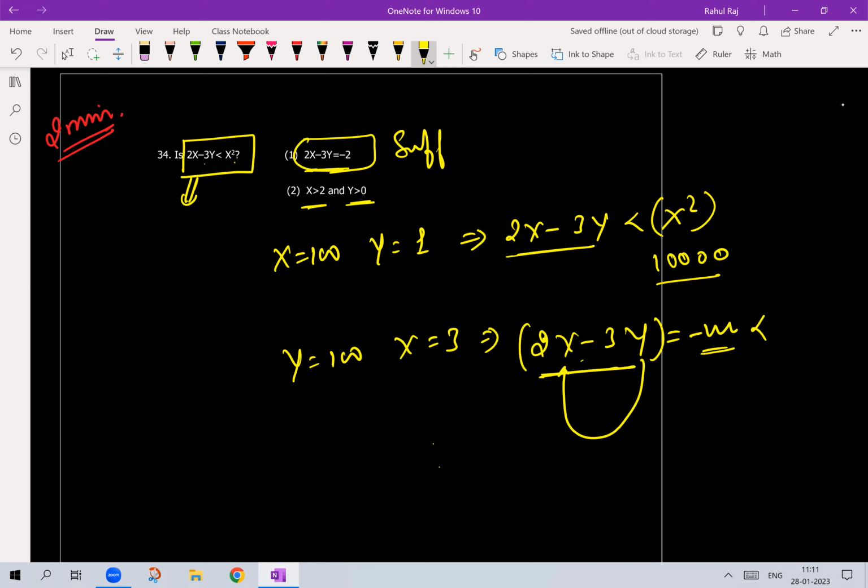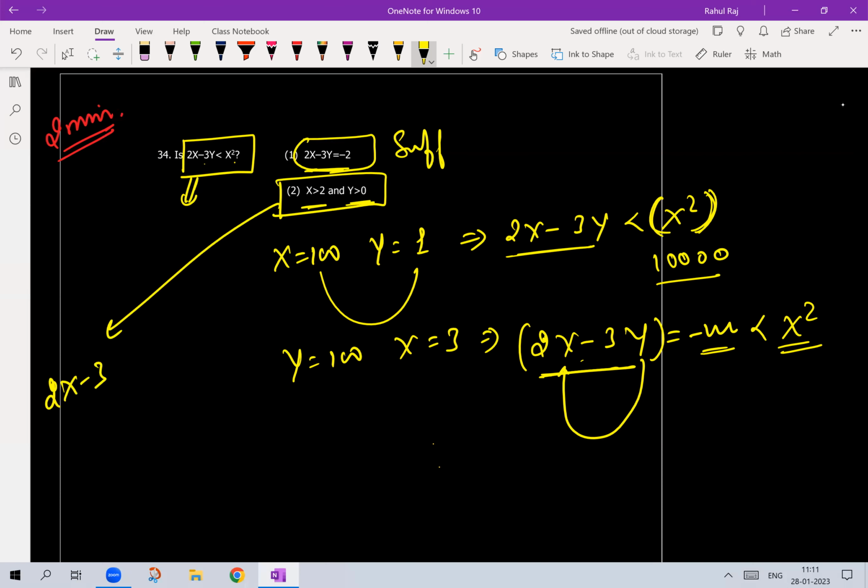So a negative value will always be less than x square for sure, whatever the value of x may be. Why not take x equal to 1? Doesn't matter at all, a negative value is less than 1. And if you take a value of x greater than the value of y, then this value will become very high. X square will become a very big number. So whatever number you take from here, 2x minus 3y will always be less than x square. So even this is sufficient. So the answer is D.